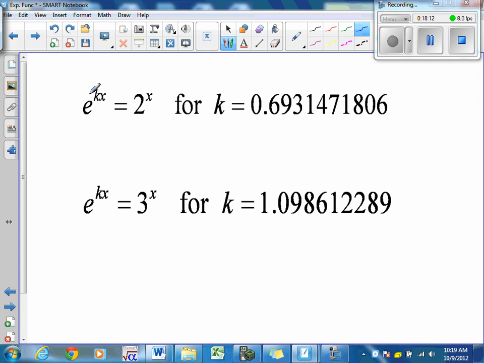Now, one of the advantages of e is we can convert almost anything to base e. Instead of having 2 to the x, I can have it as e to the kx, where k is this crazy number, and 3 to the x, I can have it as e to the kx where k is this number. That will help us as we do application problems, because everything will be written in base e.